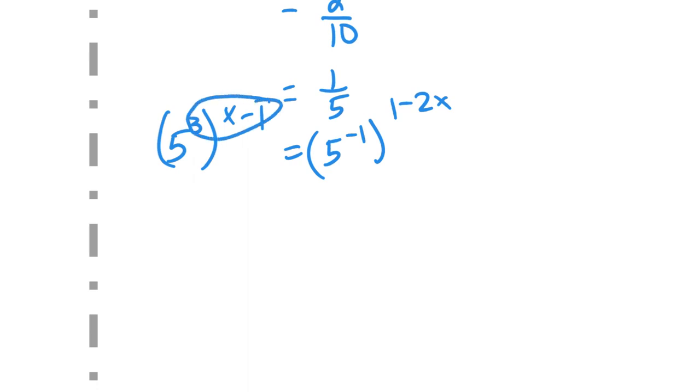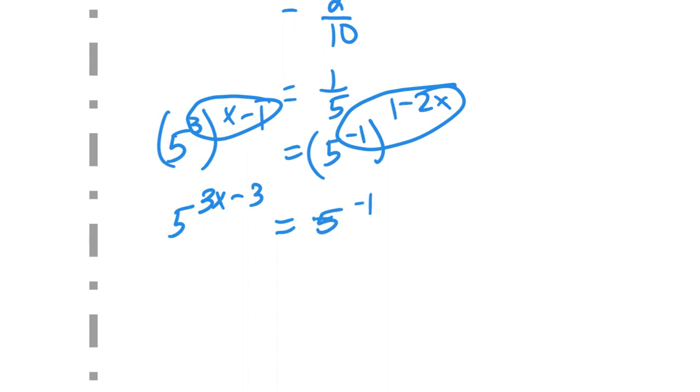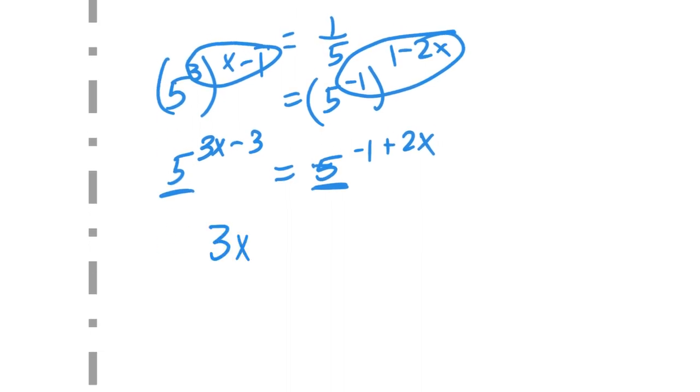Okay, so power to a power, so we multiply. So we got 3x minus 3. Did I do it right? Then over here, power to a power, what do I get? Negative 1, and positive 2x. We got the same bases, so we can drop our bases and set our exponents equal to each other. Okay, now what? That's 1x plus 2. Oh, you can do it now? x equals 2? Good job.